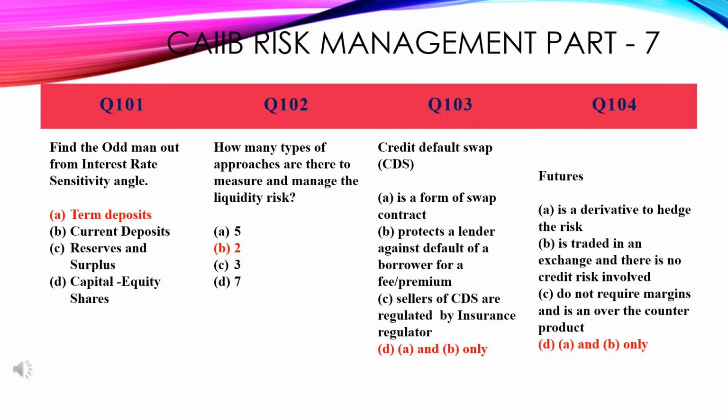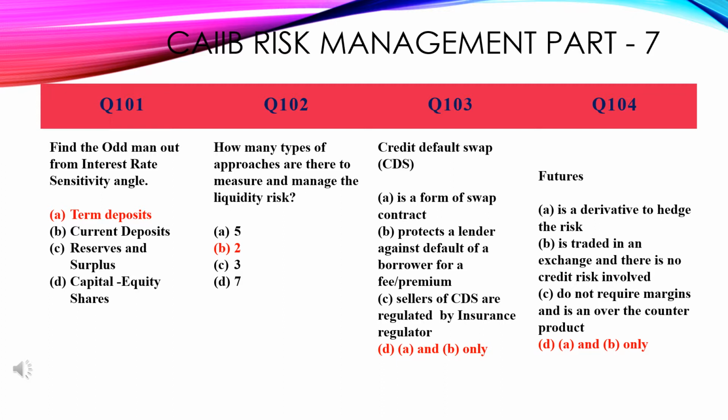See now, this video is about CAIIB risk management MCQs, that is the frequently asked questions part 7. Okay, so we will see the first question. Find the odd man out from interest rate sensitivity angle. There are 4 options given: term deposit, current deposit, reserves and surplus, capital, equity, shares.